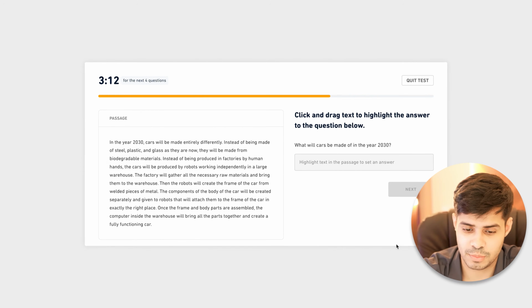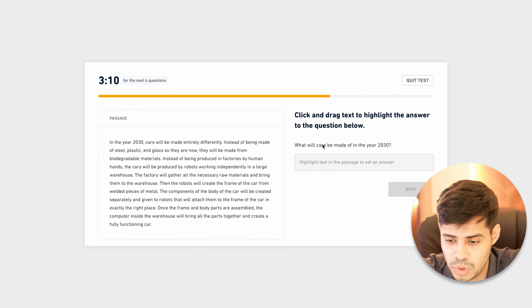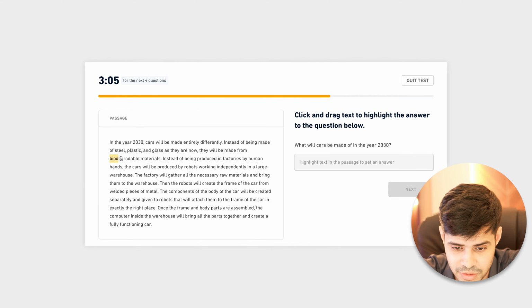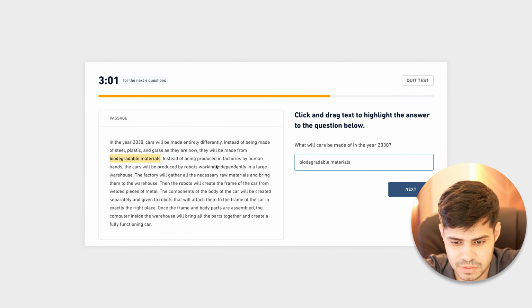All right, let's move on. What will cars be made of in 2030? I believe we talked about this. So biodegradable materials. They'll be made from biodegradable materials. All right, so this is the answer to this one.